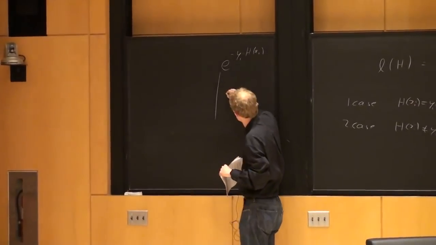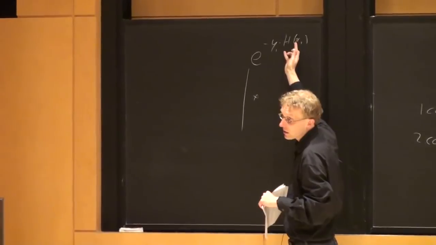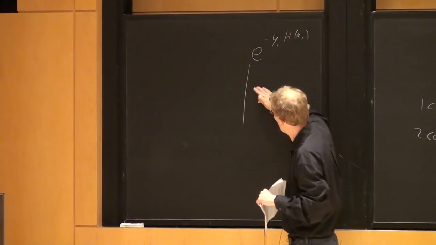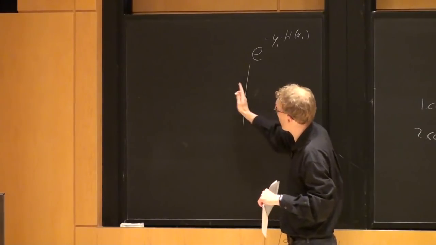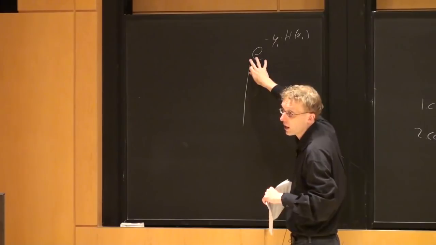If this here is my decision boundary, you have a point really close by, right? This here has the right label. So this is e to the minus something. This is small. But if I move the decision boundary further away from the point, this will be even larger. So the loss will be even smaller.